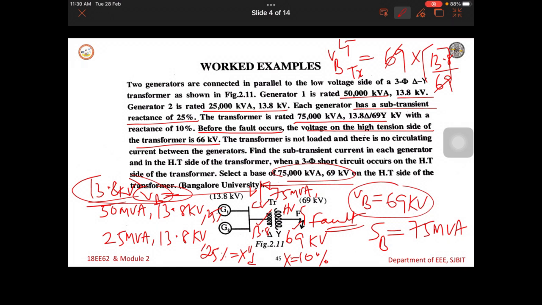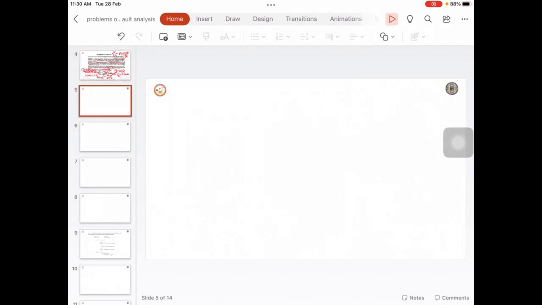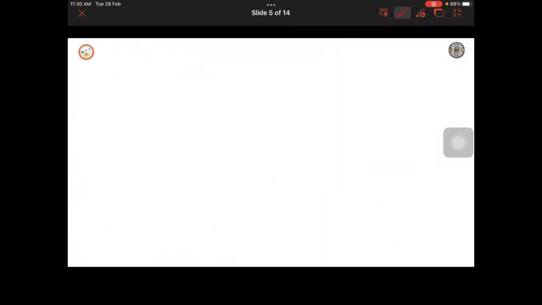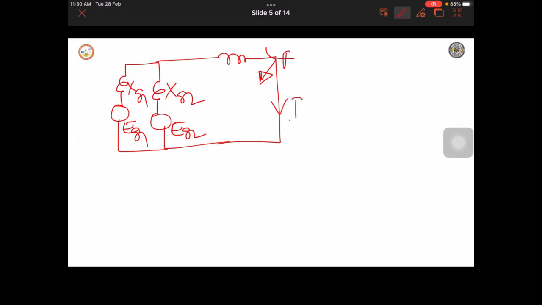After that, we have to find the reactance in per unit. So, let us write the equivalent circuit, the reactance diagram, for the given system. Two generators are in parallel here. This is one generator equivalent circuit and this is the second generator reactance diagram, that is Xg1, Xg2, Eg1, Eg2. Then we have a transformer reactance, and then the fault. This is where the fault occurs.